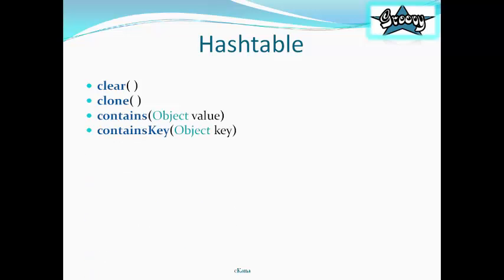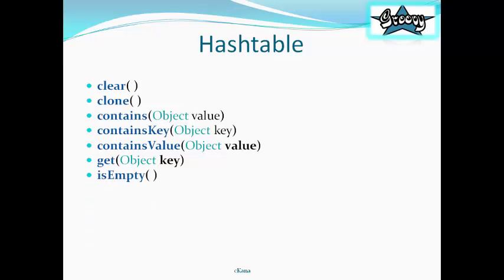containsKey returns true if some key equal to the key exists within the hash table. Returns false if the key is not found. containsValue returns true if some value equal to the value exists within the hash table, and again it returns false if the value isn't found. We have a get method. It returns the object that contains the value associated with the key. If the key is not in the hash table, a null object is returned.